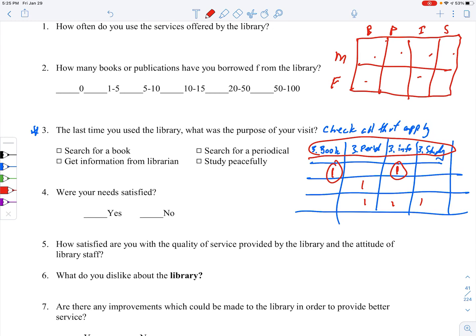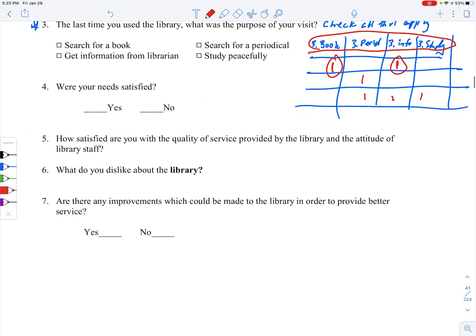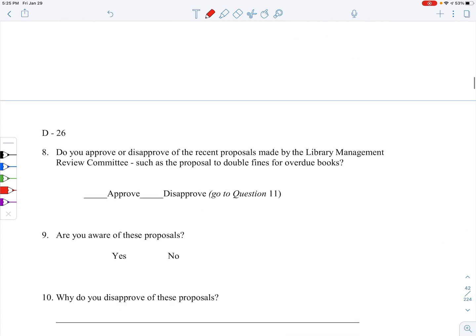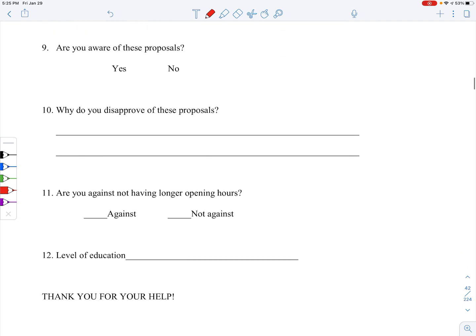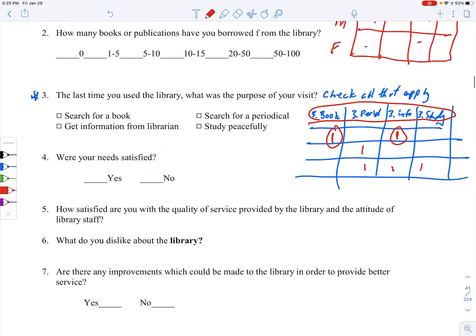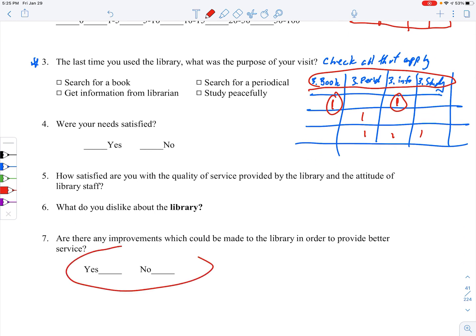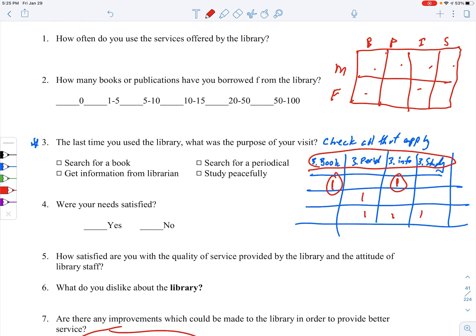So in our particular case then, you can do, say, gender versus something like a yes-no question. I guess there's not great questions in this particular one. Were your needs satisfied? Are there any improvements? Yes, no. Of course, you'd want them to elaborate on that. So you could do male, female versus yes, no here because they're only checking a yes or a no. But you can't do it with the check all that apply.